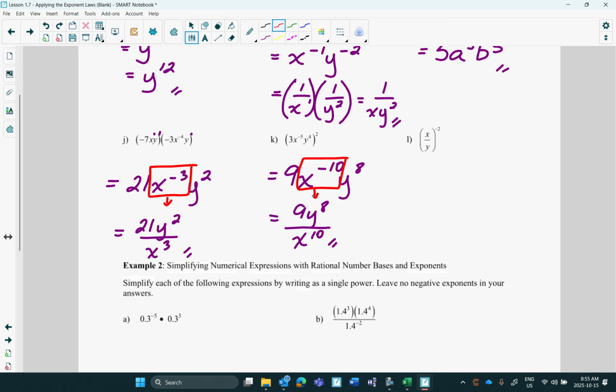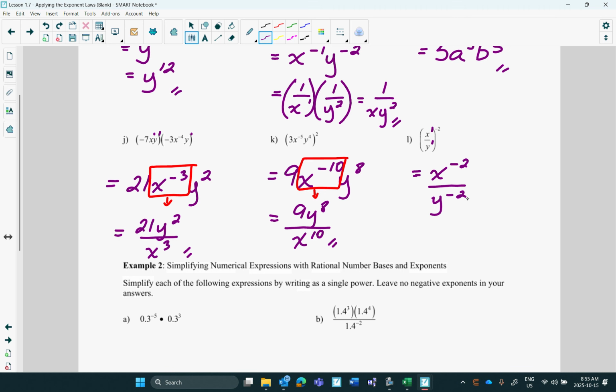This last one is a bit of an interesting one. What is x to the first to the negative second? Multiply the exponents. What do you get? X to the negative 2. On the bottom, y to the first to the negative second. What do I get? Y to the negative 2.